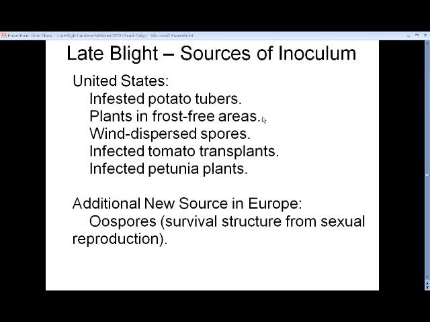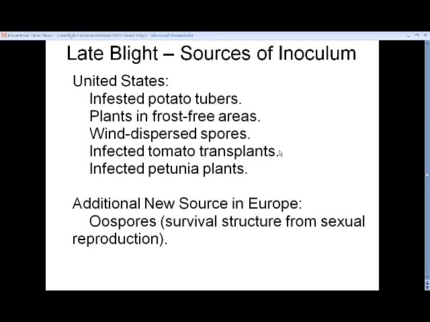The pathogen can also survive in frost-free areas. So for instance, southern parts of Florida most years don't see a frost. If there are tomatoes there, the pathogen can survive there and continue to develop. From those plants in frost-free areas, there can be wind-dispersed spores, which then move to other areas. So if it's occurring in Florida into the spring, now you've got plants being grown in Georgia or South Carolina. Slowly but surely, the pathogen can move up the eastern coast each year.